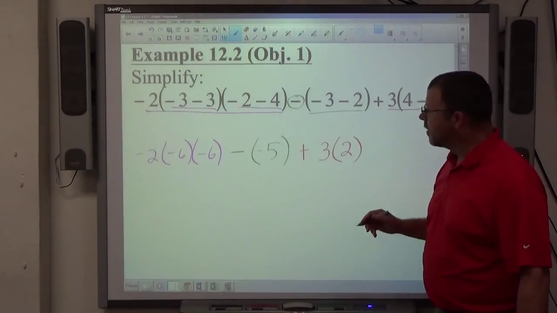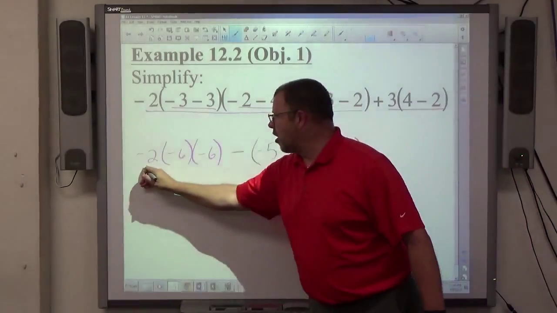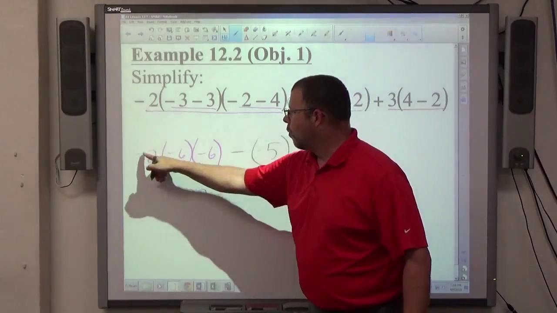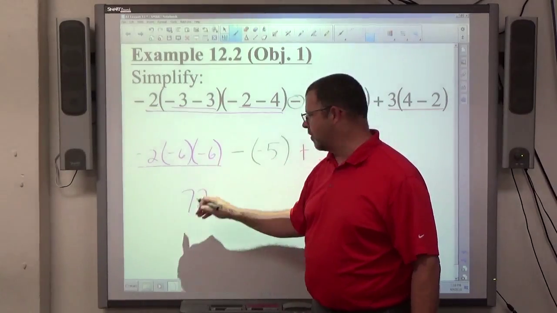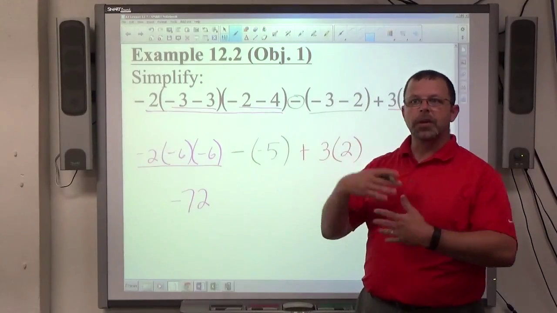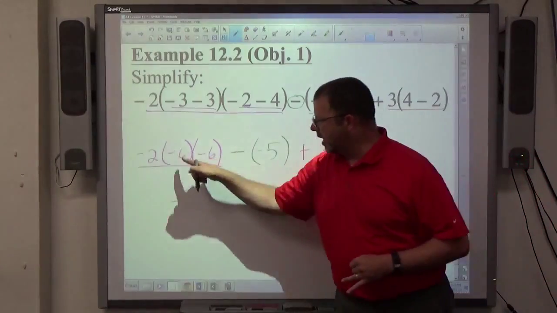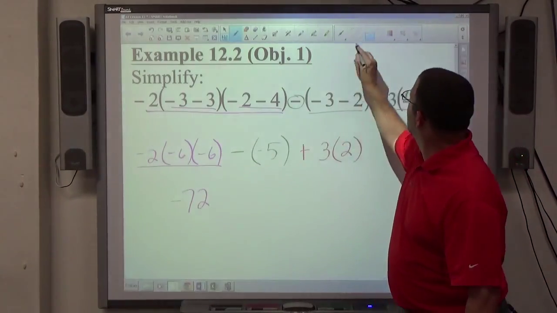Okay, next, the multiplications. This is all being multiplied. 2 times 6 times 6 is 72. 1, 2, 3 negatives is odd number of negatives, so it's negative. In the multiplication phase of this problem, odd number of negatives is negative, even number of negatives is positive. So 3 negatives is odd, we get a negative.